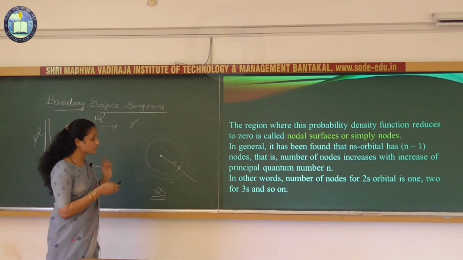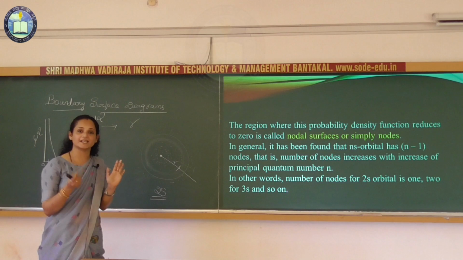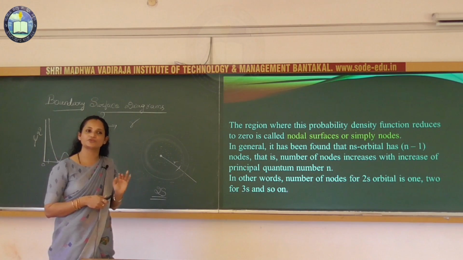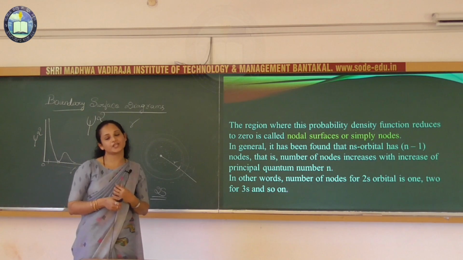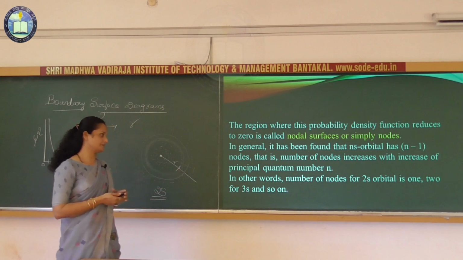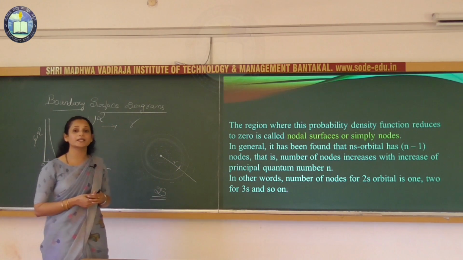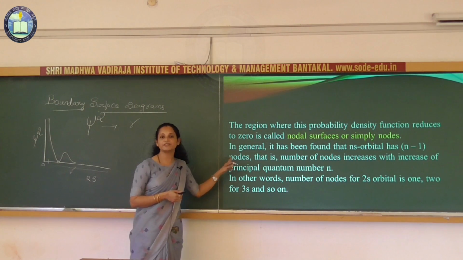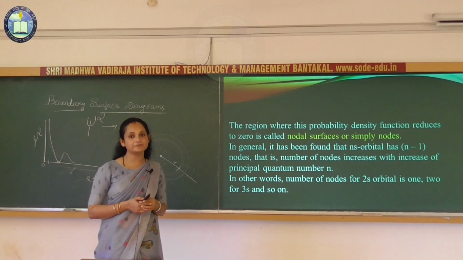See, in general it has been found that for ns orbital, for any s orbital, there are n minus 1 number of nodes. There is one formula to calculate the total number of nodes. ಎಷ್ಟು empty regions ಇದೆ ಅಂತ ನಾವು ಕ್ಯಾಲ್ಕುಲೇಟ್ ಮಾಡಬಹುದು. ಫಾರ್ಮುಲಾ ಇದೆ, n minus 1. So the number of nodes increases with increase of principal quantum number. ಅದಕ್ಕೆ principal quantum number ಗೆ ರಿಲೇಷನ್ ಇದೆ. The number of nodes will increase with increase in the value of n, the principal quantum number.